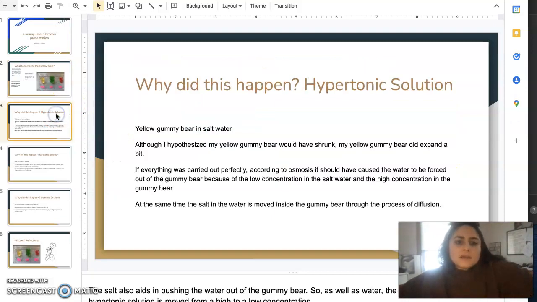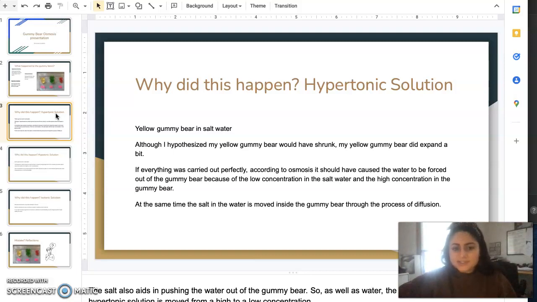So why did this happen for the hypertonic solution? So the yellow gummy bear and the salts. I answered the question, why did this happen, assuming or pretending that it did shrink. And then I answered the question, why did this happen, in my last slide of my actual results. So although I hypothesized my yellow gummy bear would have shrunk, my yellow gummy bear did expand a bit. If everything was carried out perfectly according to osmosis, it should have caused the water to be forced out of the gummy bear because of the low concentration in the salt water and the high concentration in the gummy bear.